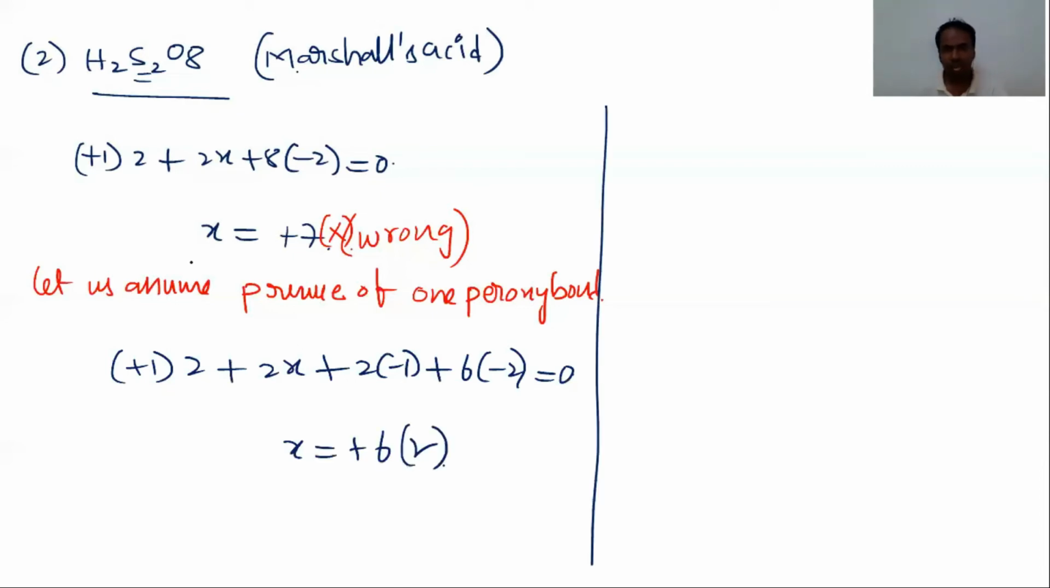This is method 1. See method 2, the alternative method. If you don't know the structure, follow method 1. If you know the structure, I know the structure of H2S2O8. This is the structure.